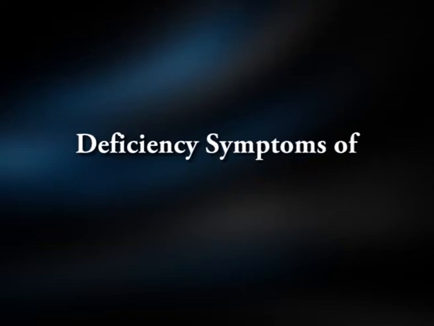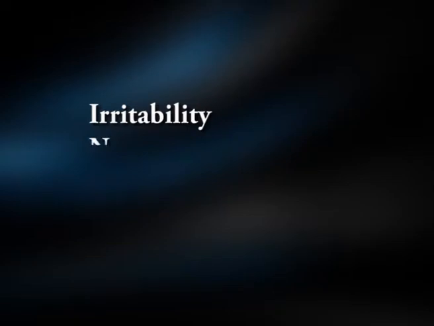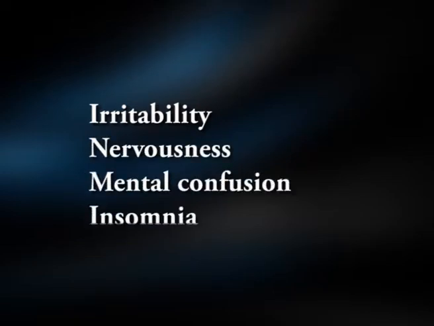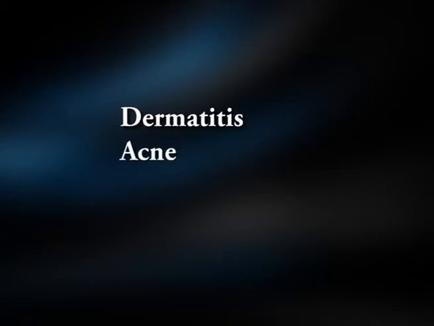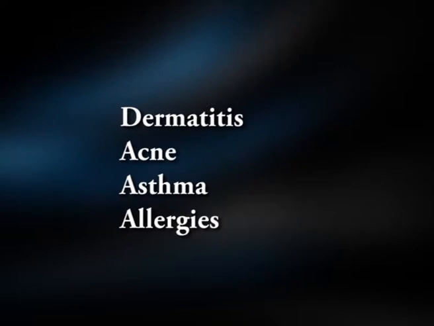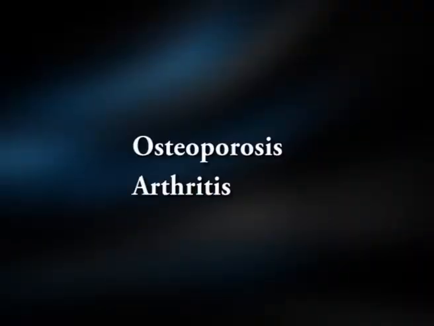Deficiency symptoms of vitamin B6. Deficiency of vitamin B6 is associated with neurological symptoms such as irritability, nervousness, mental confusion, and insomnia, as well as general weakness. Skin changes such as dermatitis and acne, as well as asthma and allergies might develop when pyridoxine is in short supply. Symptoms may include nails that are rigid, an inflamed tongue, as well as changes to your bones, which can include osteoporosis and arthritis.